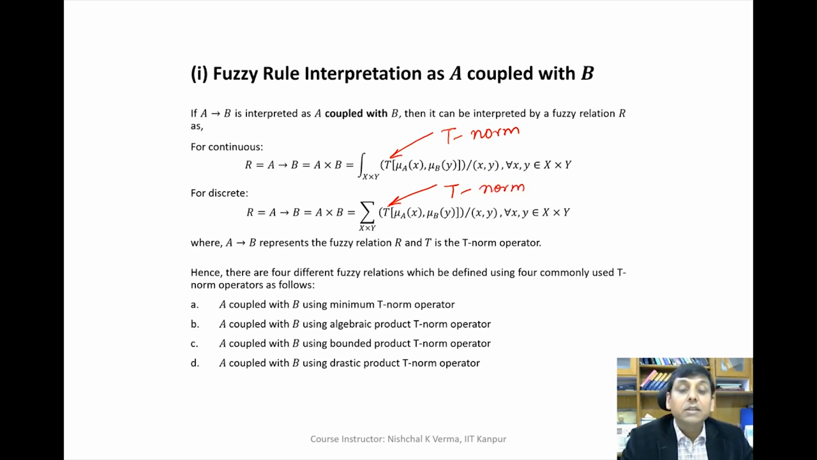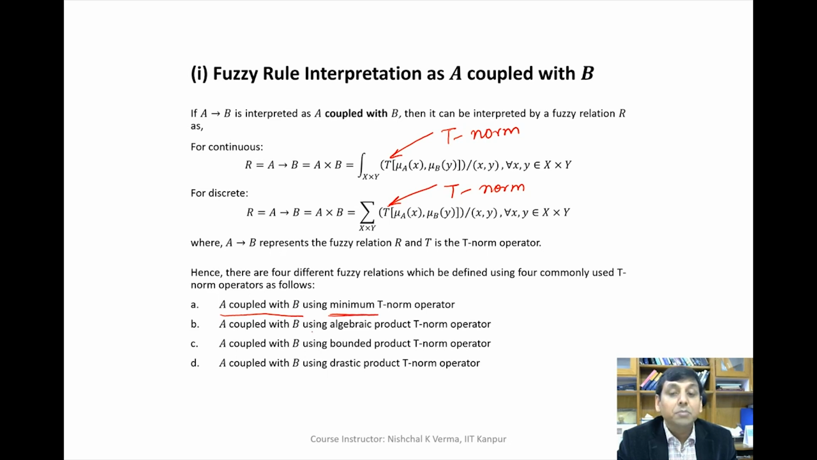So we can simply write the fuzzy relation set by R, and then we use T norm when we interpret the fuzzy rule by A coupled with B. And since we are using T norm here, and we know that we have 4 types of T norms normally available, we can use here the same as A coupled with B for the relation fuzzy set using minimum T norm operator.